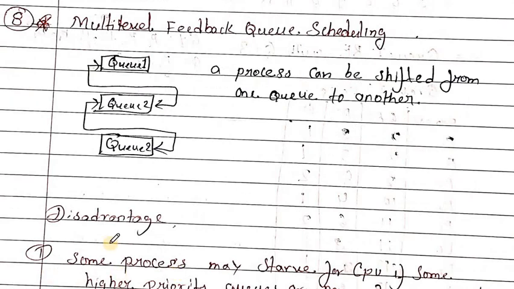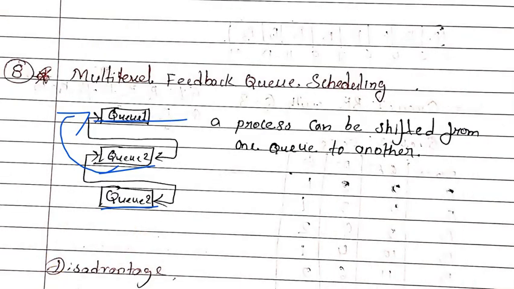In multi-level feedback queue scheduling there are 3 queues having different priority levels, but the advantage here is that we can shift a process according to its priority. If some process is suffering starvation for a long time, then this process will be shifted to the high priority queue so that it can get a chance to execute.